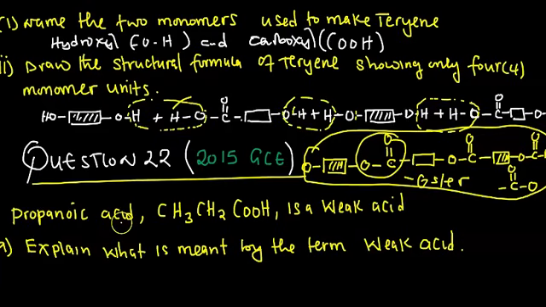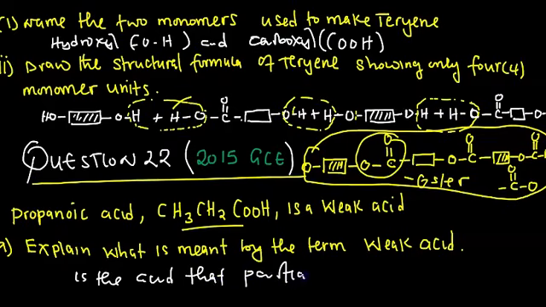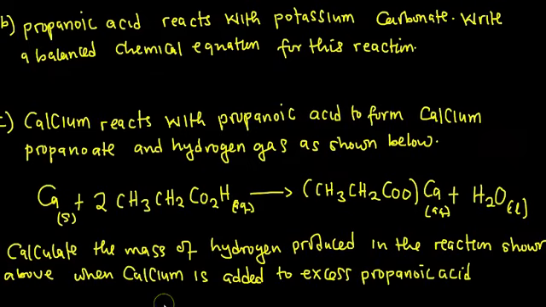Then of course let us go to this question, that is question 22. Propanoic acid, which is this one, is the weak acid. Explain the term weak acid. So weak acid is the acid that partially ionizes in aqueous solution. So that is what we call weak acid.